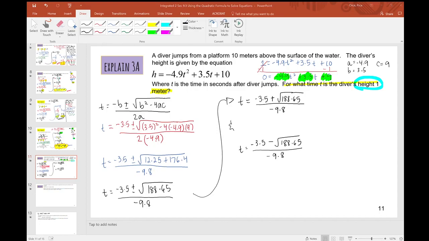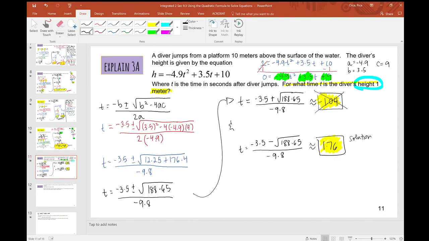So let's just type that into our calculator. So t equals negative 3.5 plus the square root of 188.65 divided by negative 9.8 is approximately negative 1.04. Now let's plug in negative 3.5 minus the square root of 188.65 divided by negative 9.8. And when you plug that in, you get approximately 1.76. Now we know that time can never be negative, so cross out negative 1.04 because the solution is 1.76.